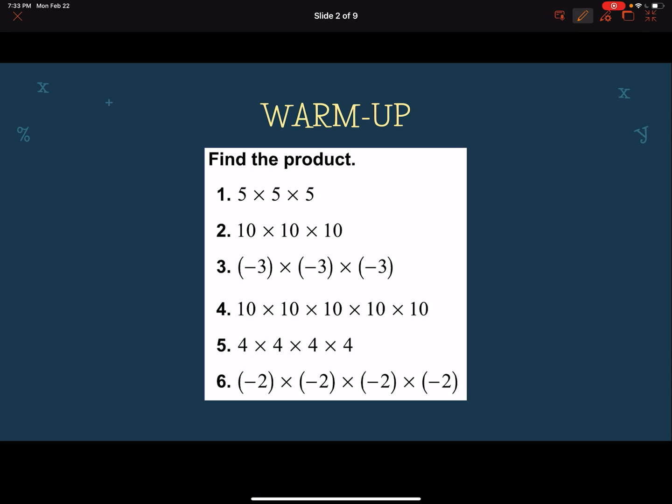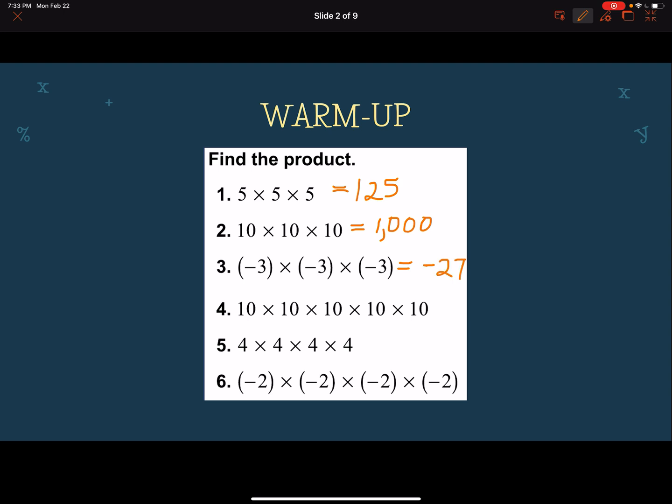Okay, number 1, if we put into our calculator 5 times 5 times 5, we are going to get an answer or product of 125. Number 2, if we put into our calculator 10 times 10 times 10, we are going to get a product or answer of 1,000. And number 3, make sure you're including that negative with the 3. Negative 3 times negative 3 times negative 3 gives us an answer or product of negative 27.